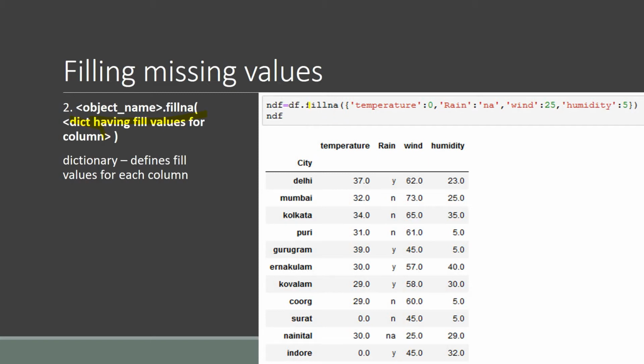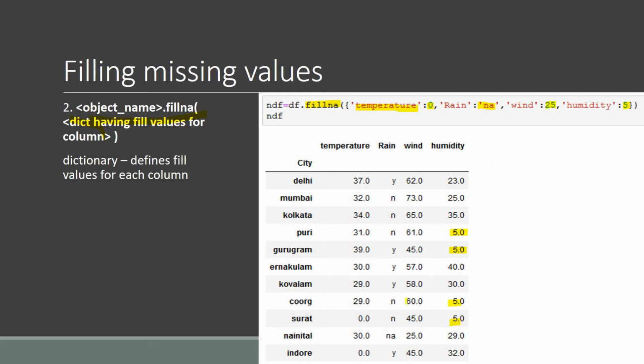So you can see over here our function name is fillna. Then in temperature I want to put the value as 0. In rain I want to fill it as NA. In wind I want to fill it with a minimum value 25, and in humidity I want to fill the value as 5. So you can see over here it is filled with 5. Same case with Gurugram, we are having 5, and Kurg, Surat also.